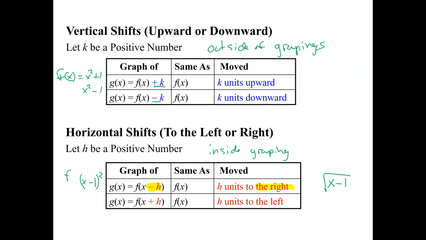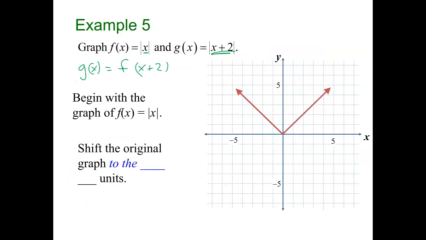So when I'm adding something inside my grouping, which way do I move? Left. Moving to the left. Okay? So this means I'm going to go left 2 units. Take all those points and move them left 2 units. Boom, boom, boom. There's my new graph. Everything's just 2 units to the left.